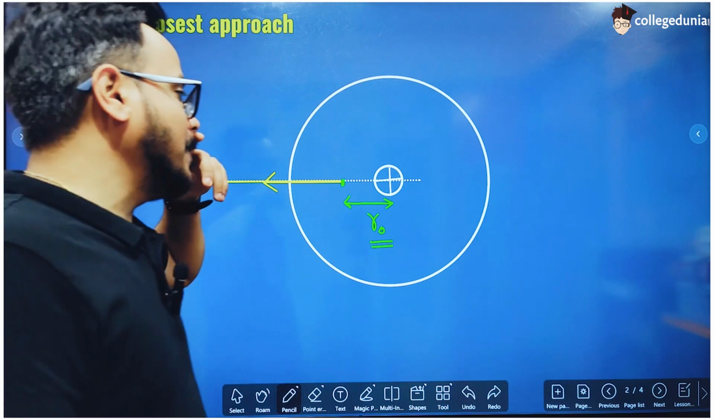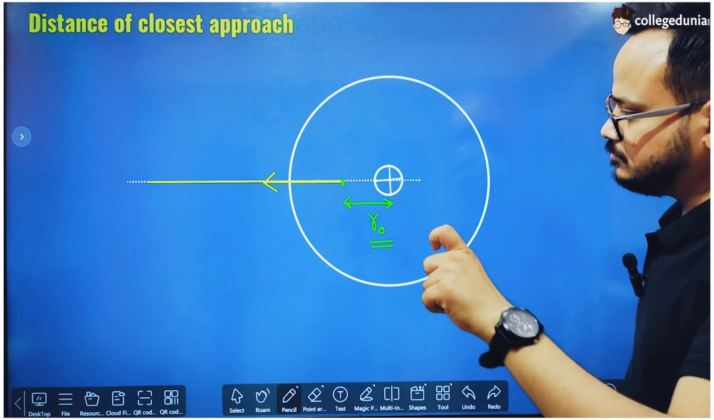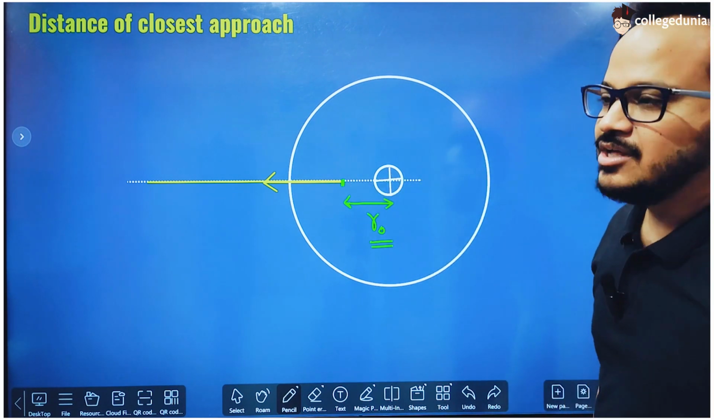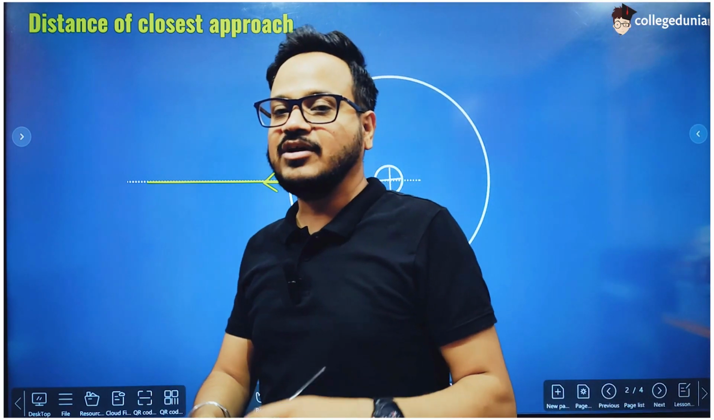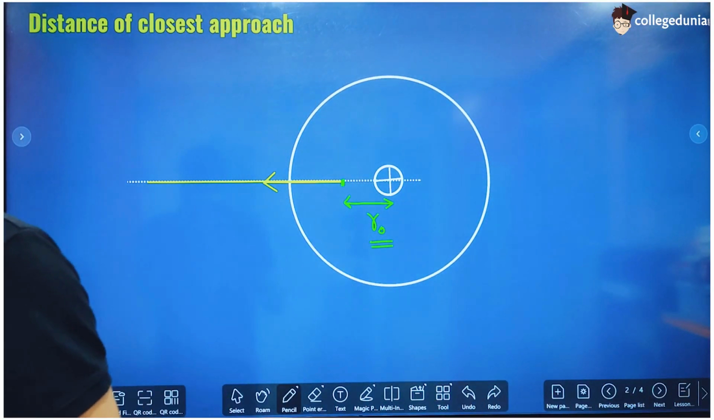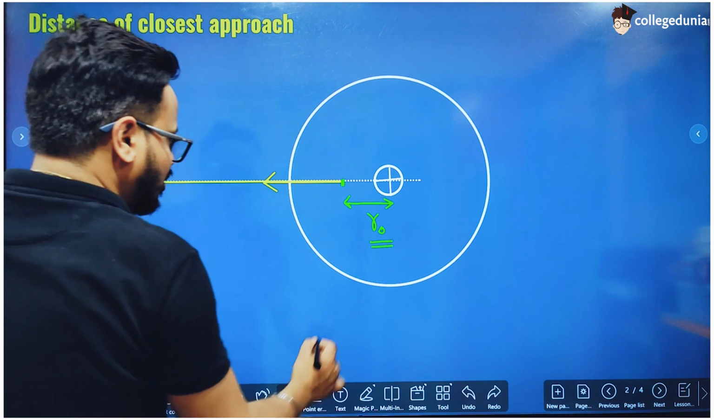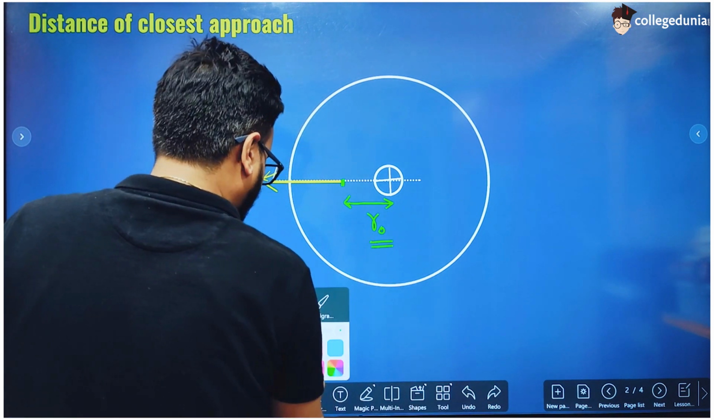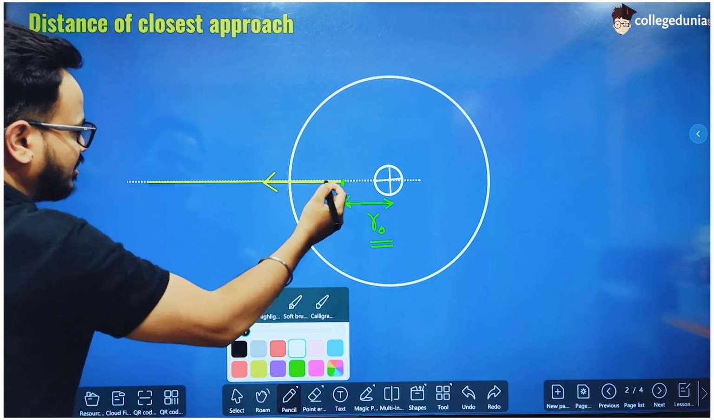So Rutherford concluded that obviously the radius of the nucleus should be more than this distance. Obviously the alpha particle will not go into the nucleus and then come back. When the particle gets deflected back, the distance between that point and the center of the nucleus will be more than the radius of the nucleus. So he calculated this distance, and based on it he estimated the size of the nucleus. How did he calculate this distance?